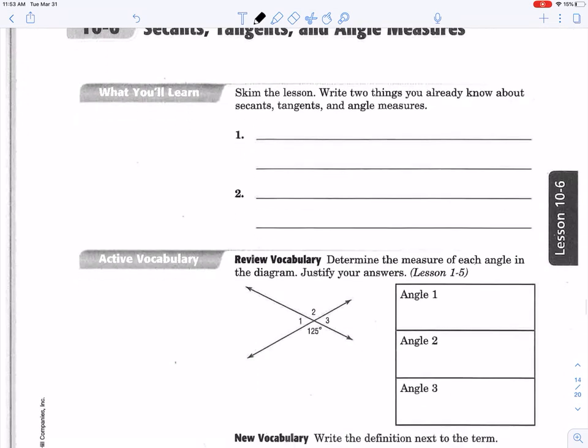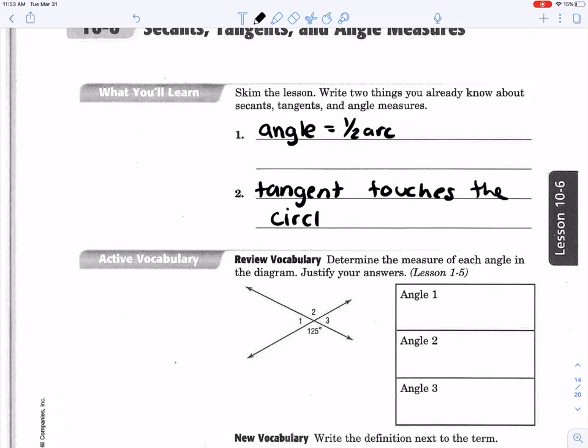Well, we could write our equation. We know that the angle is half of the arc. We know that a tangent touches the circle. I guess you could put for the top one, that's for an inscribed angle. But what you have written may be a little bit different than what I put.